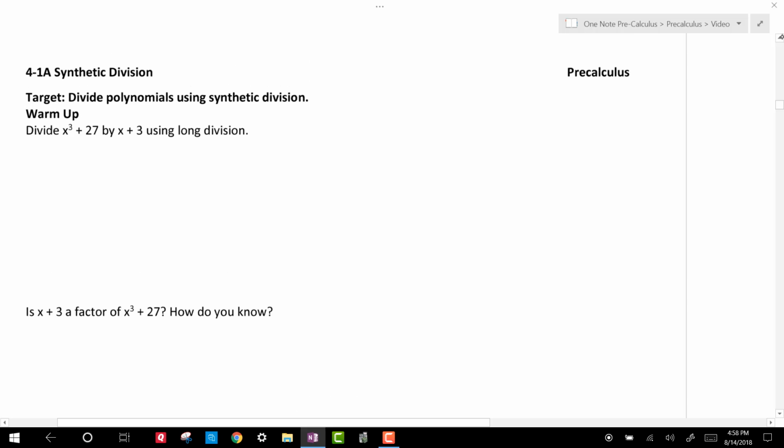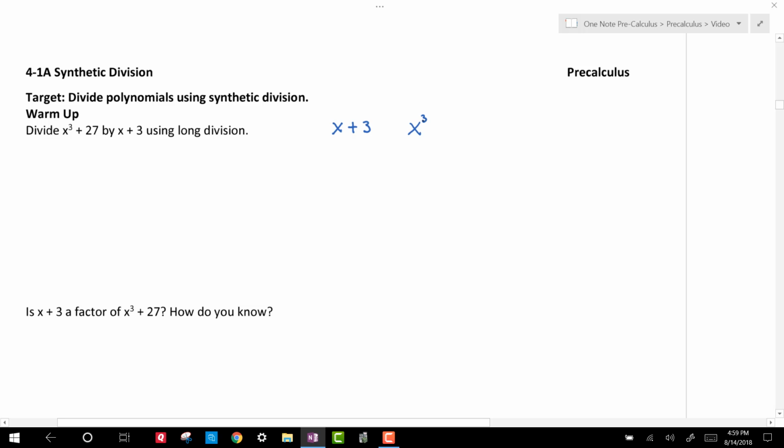All right, we're at 4-1A today, synthetic division with polynomials. And so we're going to start off doing a long division problem like we were doing yesterday. We're going to divide x cubed plus 27 by x plus 3. Now there is a pattern for doing this if you remember the pattern, but the nice thing is if you don't remember the pattern, you can always do it with division.